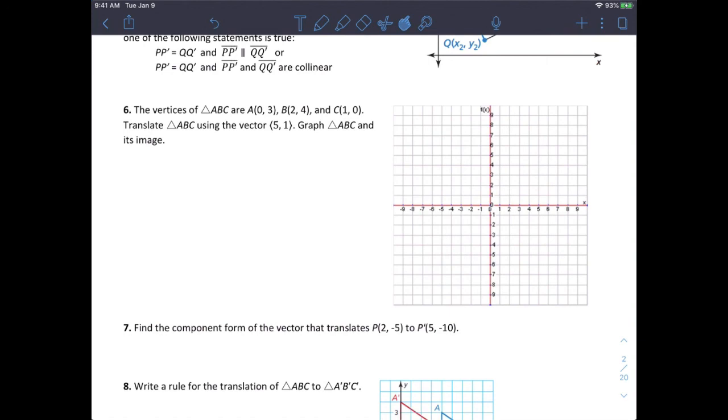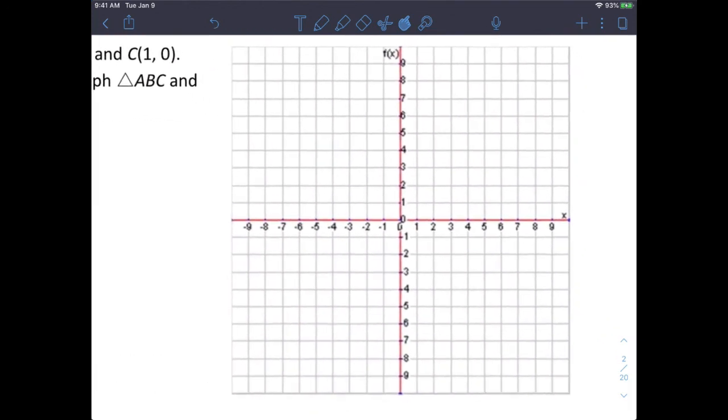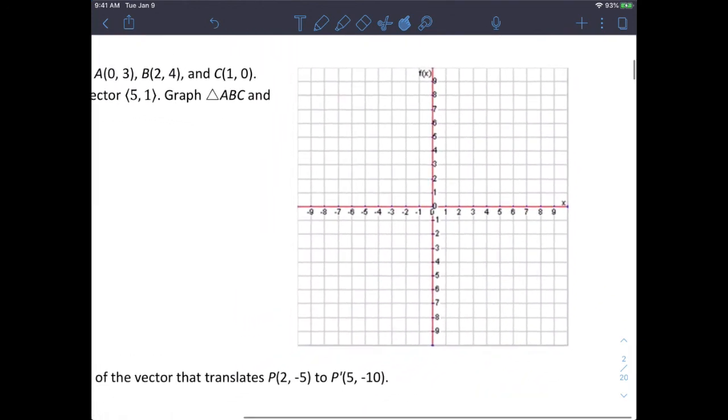Let's first start by graphing that pre-image. A is at (0, 3). B is at (2, 4). And C is at (1, 0). Here is our pre-image, our triangle ABC. So you start with that pre-image so you know where we're beginning. Okay? And now we're going to translate that figure. We're going to move it.